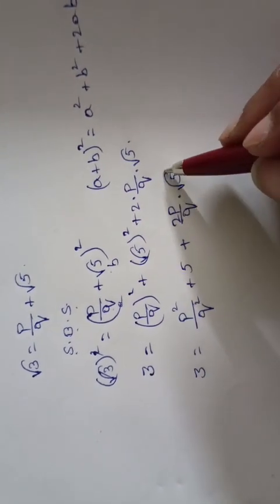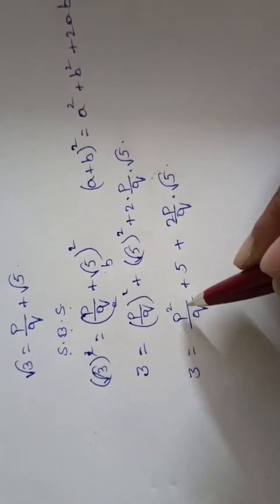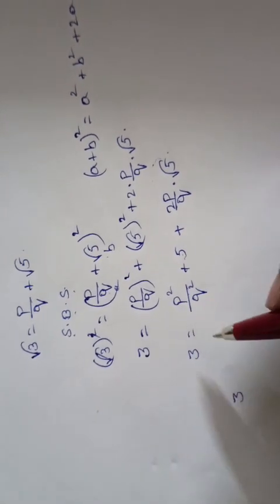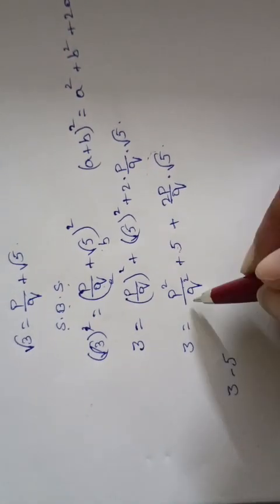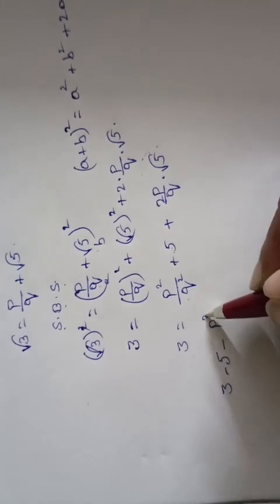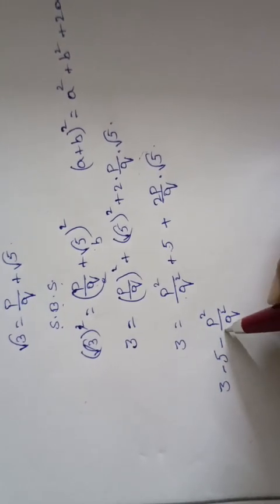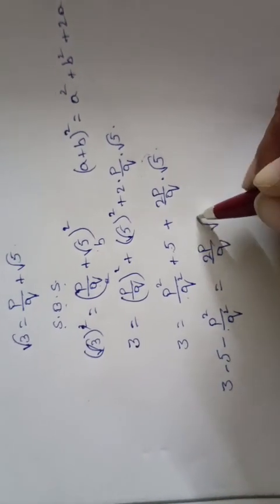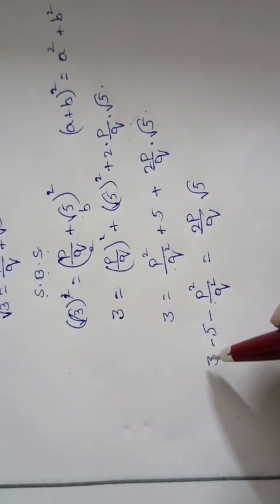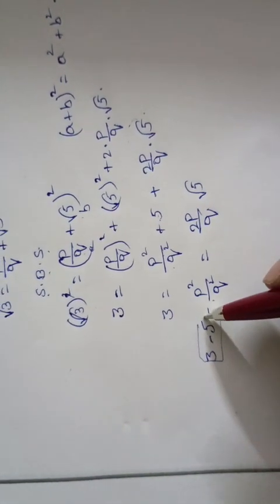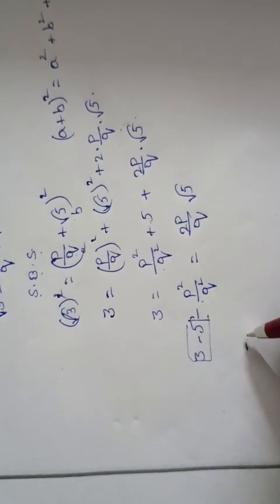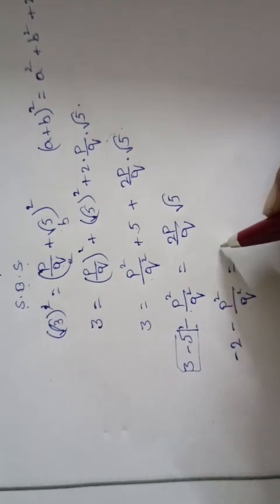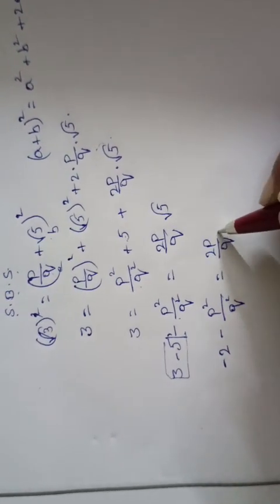Now keep the irrational part here itself and transpose these two terms to the left side. So we can write 3, and then let us transpose 5 to this side, it becomes minus 5, and next this p square by q square becomes negative, which equals 2p by q into root 5. Here 3 minus 5 is minus 2. So minus 2 minus p square by q square is equal to 2p by q into root 5.